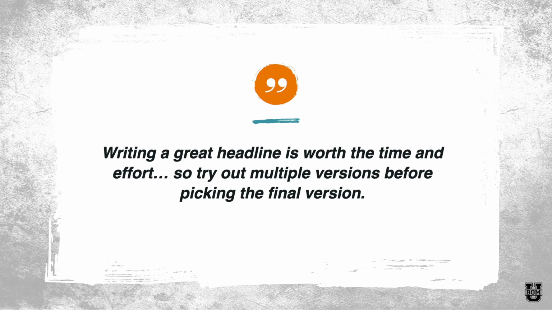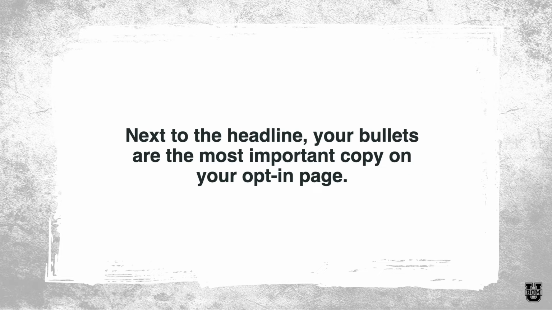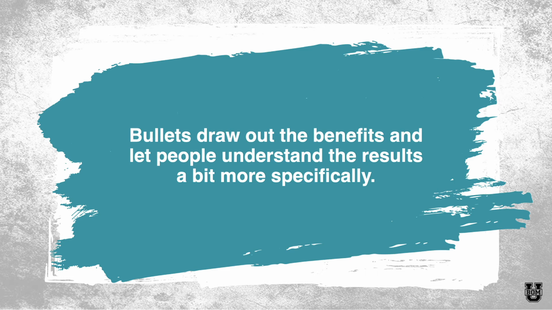So that's your headline. Now let's talk about bullets. Next to the headline, your bullets are the most important copy on your opt-in page because they're basically the only other thing that's above the fold. So you want to make sure that this is good as well. You need to really focus on your bullets. What the bullets do is they draw out the benefits and let people understand the results a bit more specifically. You're giving them more context so they can understand it a bit more.